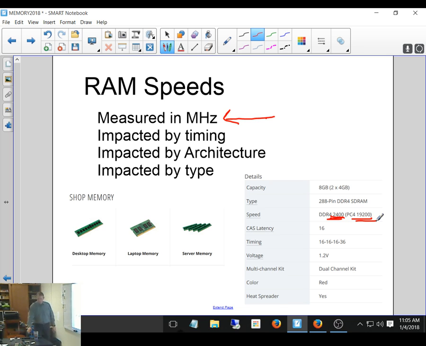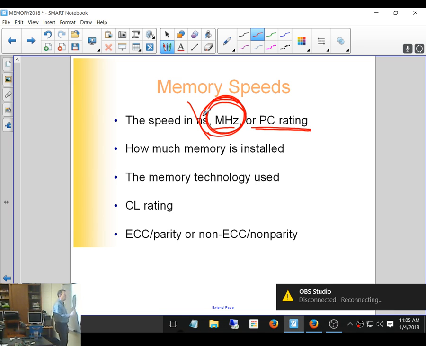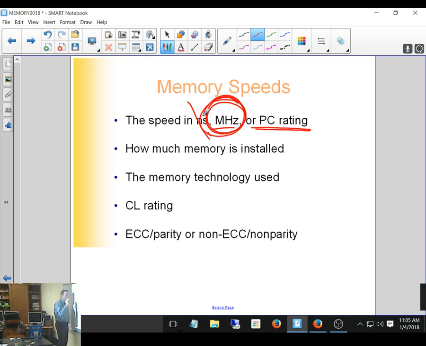And we'll look at some of those. But we don't even measure in nanoseconds anymore. That's old. Really, speed is in megahertz. And we'll talk about what the PC rating is, but megahertz is the main way that people look at it. Memory speed is not changed by how much memory is installed.